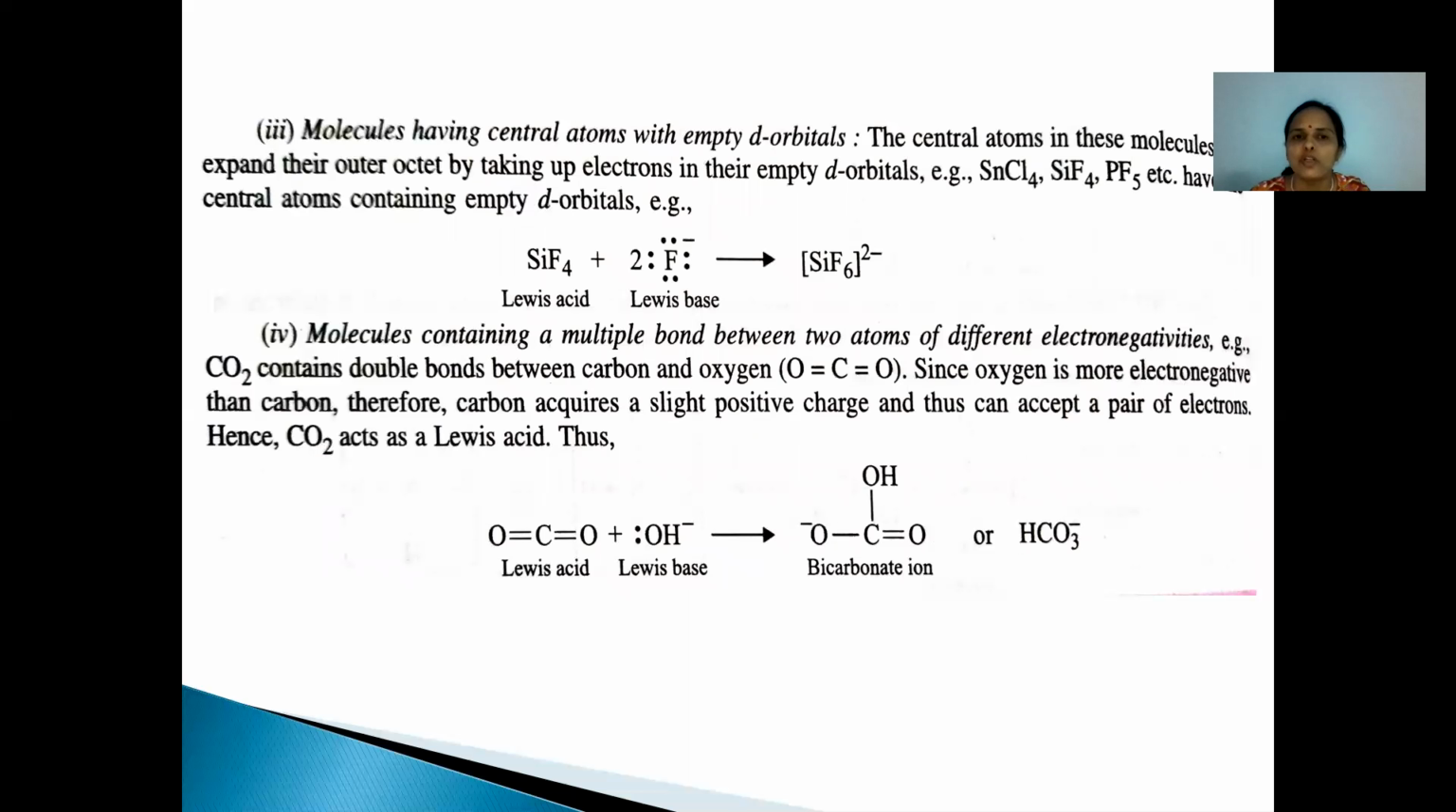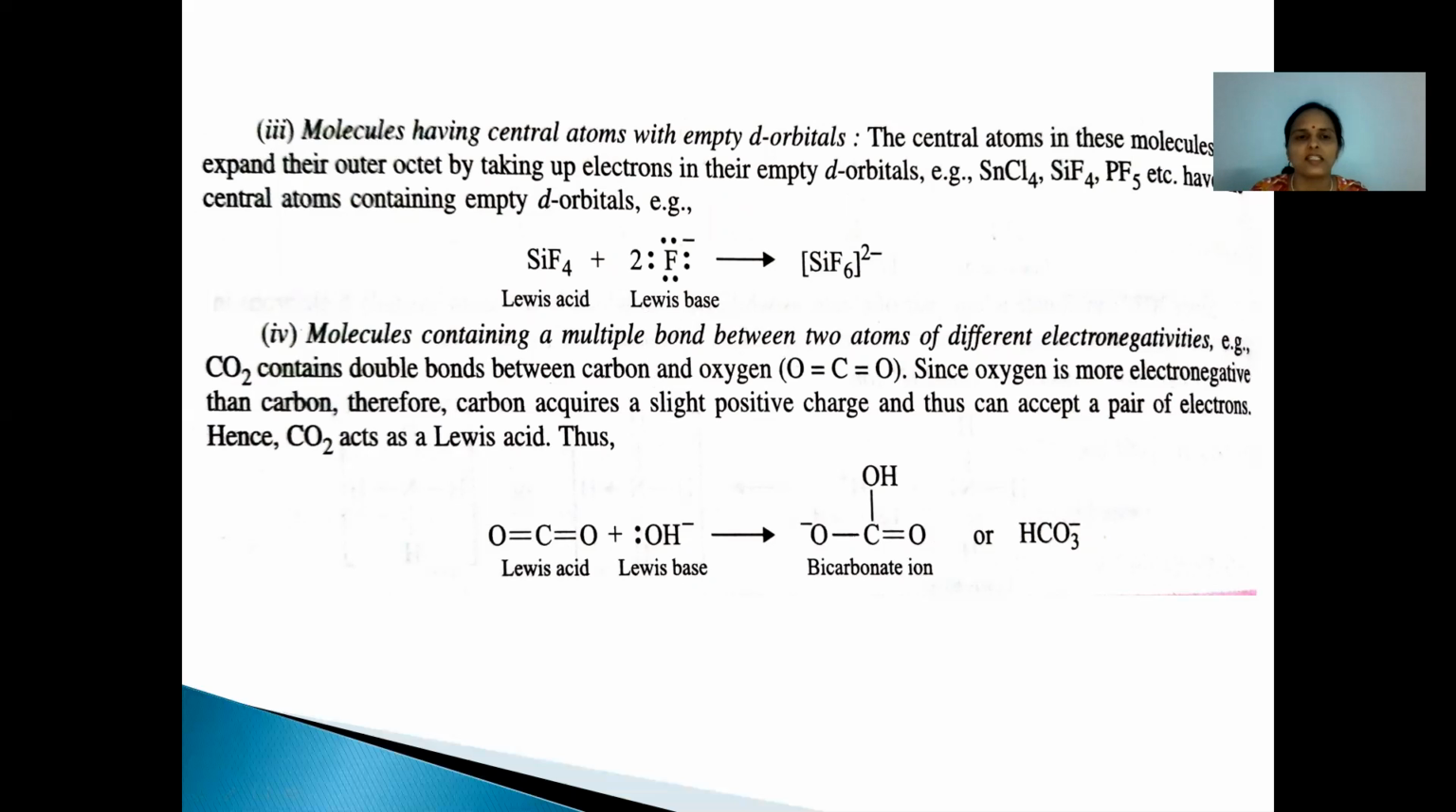The third category is molecules having central atoms with empty d orbitals. Central atoms in these molecules can expand their outer octet by taking up electrons in their empty d orbitals. So for example, SiF4 acts as a Lewis acid. On treatment with Lewis base, 2F minus gives SiF6 2 minus. So examples are SnCl4, SiF4, PF5, etc. Having central atoms containing empty d orbitals, they can act as Lewis acids.